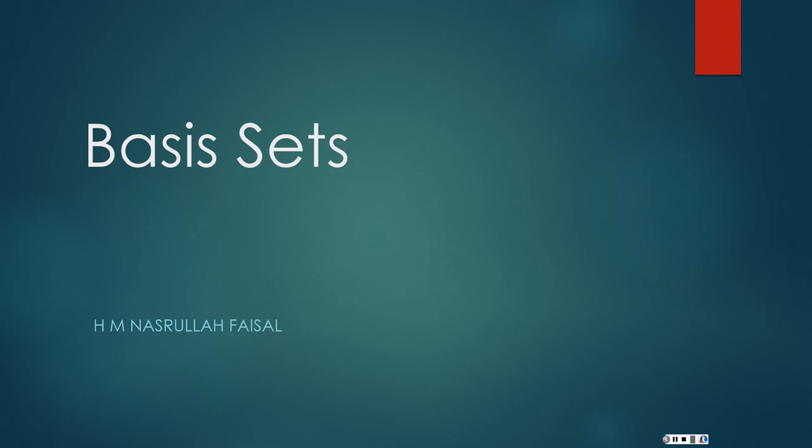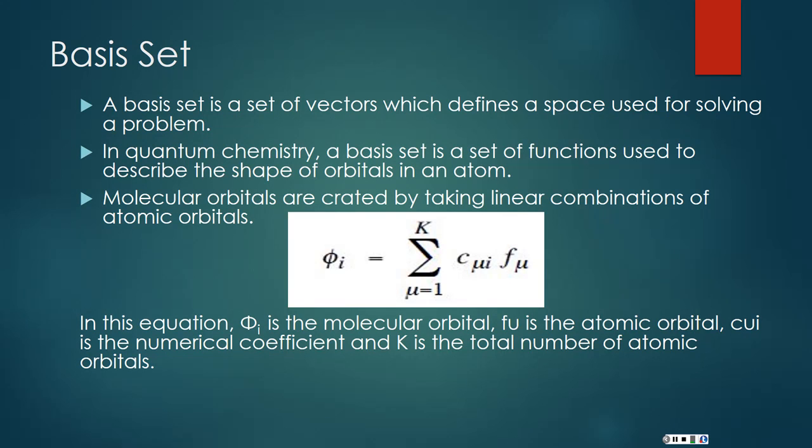Hi everyone, good afternoon. This is CHEM476. Today I'm going to talk about basis sets. So what is a basis set? Generally, a basis set is a set of vectors which defines a space in which a problem is solved. But in quantum chemistry, a basis set is a set of functions which describes the shape of atomic orbitals in an atom. And molecular orbitals are created by taking the linear combination of these atomic orbitals.